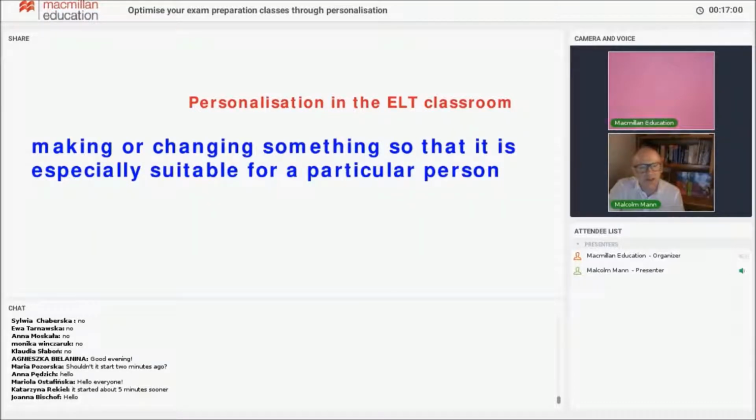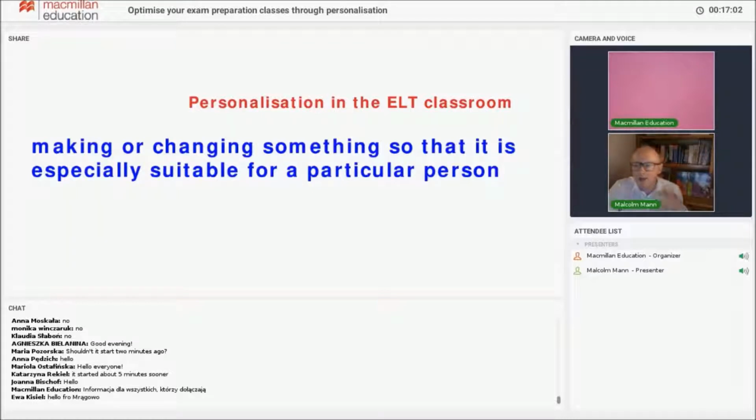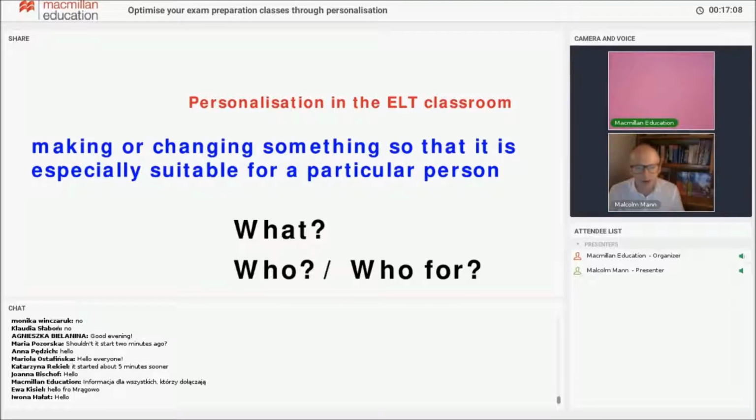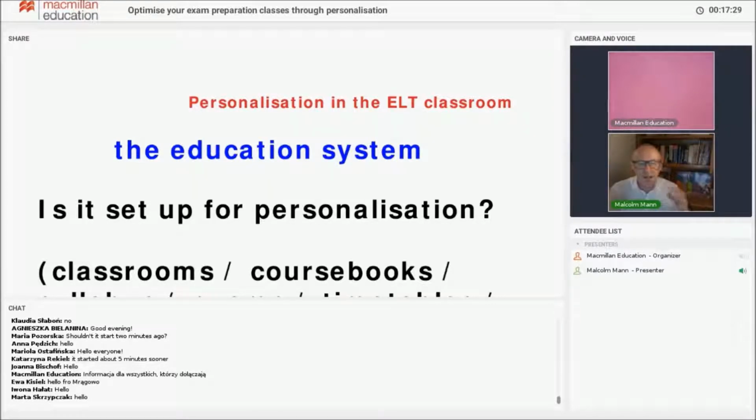Now let's think about English language teaching in the classroom, making or changing something so it's especially suitable for a particular person. I think if we're going to think about personalization, we've got to think in terms of ELT, what are we personalizing, who's doing it, and who are they doing it for, because those might not be the same people. How are they doing it, and why are they doing it? And of course, with the education system as it is, I think there are a huge number of restrictions as to what we can do. We're very limited in terms of what we can personalize.